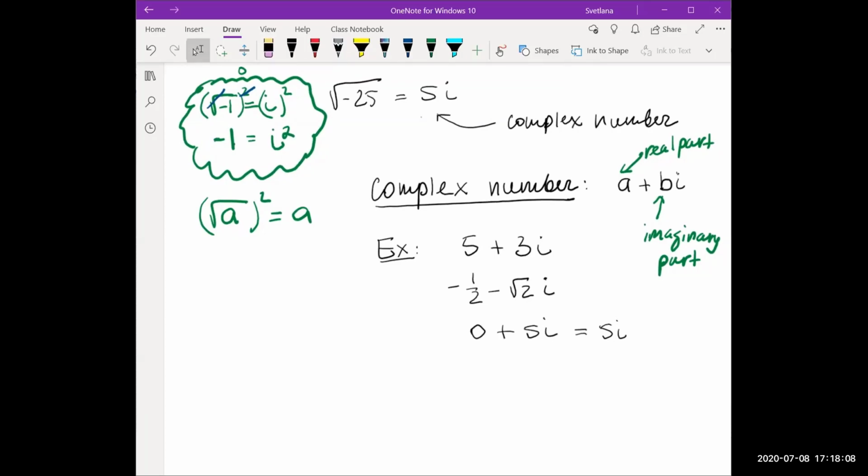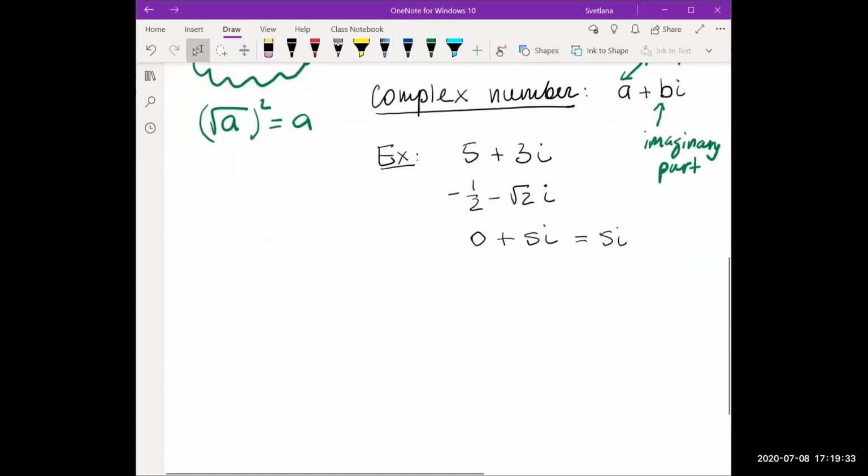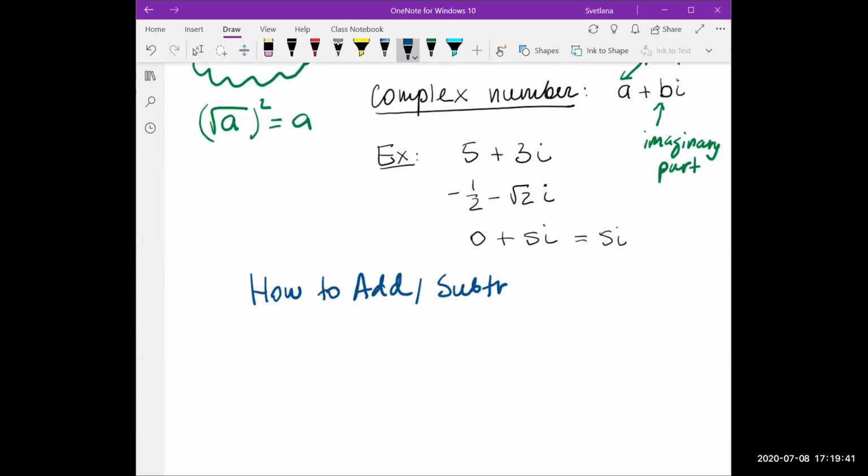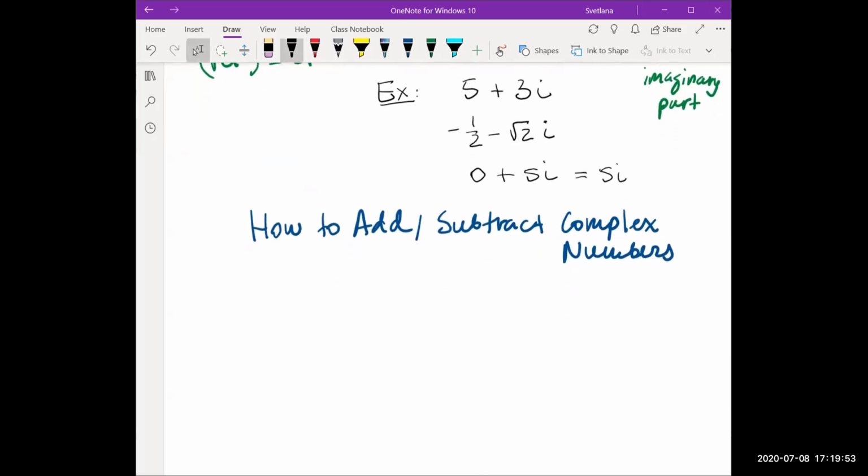So what's left for today is to talk about how to perform operations with complex numbers: how to add, subtract, multiply, and divide complex numbers. And actually, you'll see that it's not that hard to do those operations. So how to add or subtract complex numbers. Let's just do a few examples.